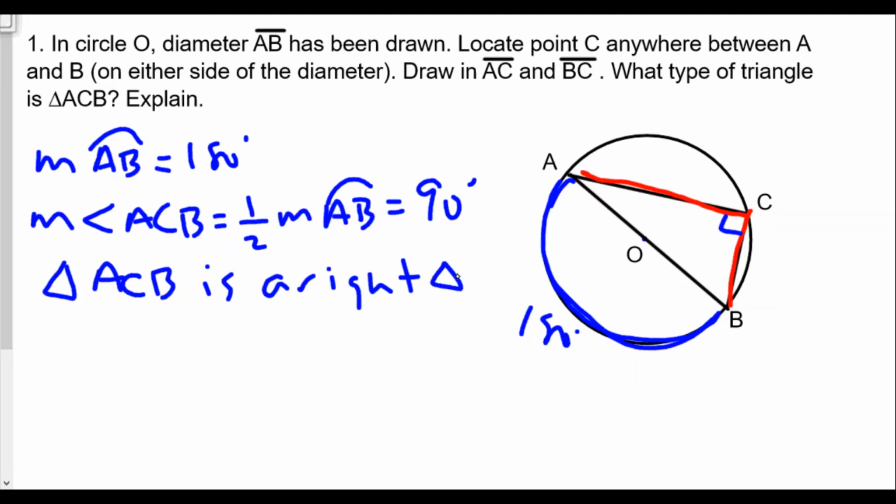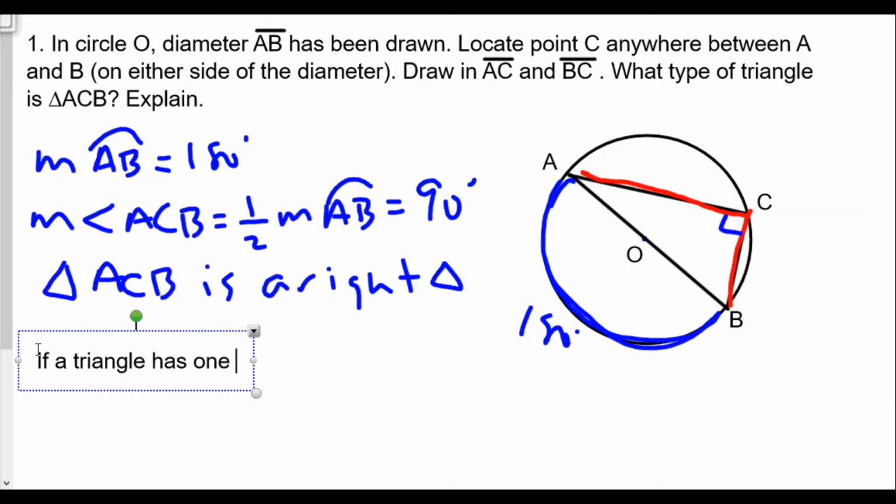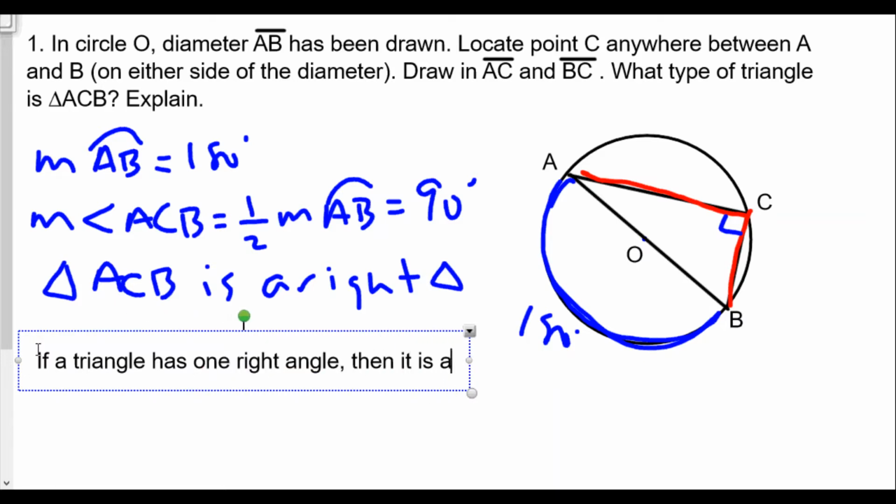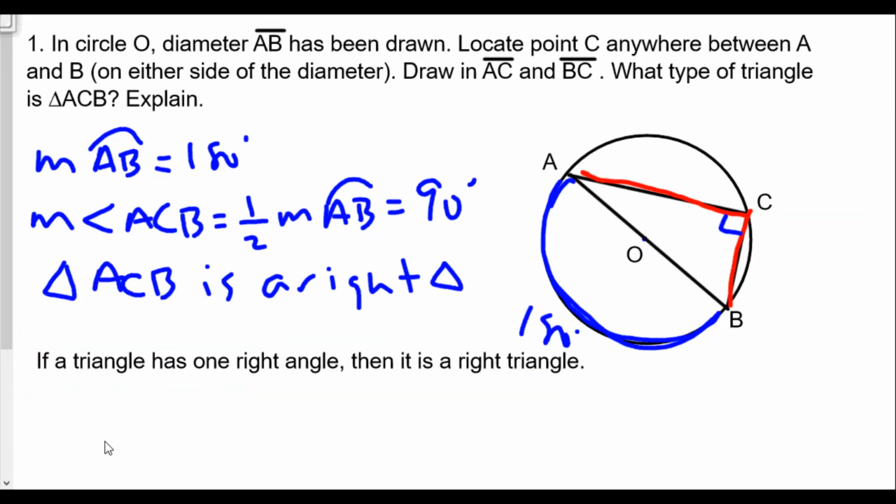Because if one of the angles of a triangle is a right angle, then it's a right triangle. We should type it out. If a triangle has one right angle, then it is a right triangle. Okay, so there you go. That would be our reasoning for what type of triangle it is, and why it's a right triangle. Okay, question number 2.